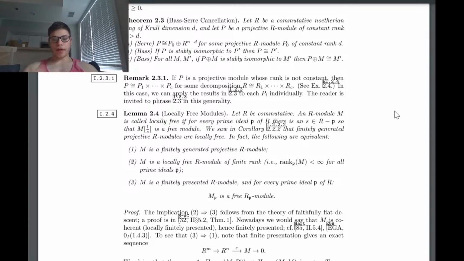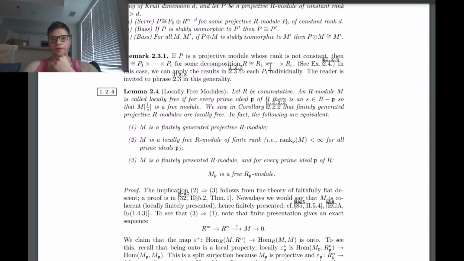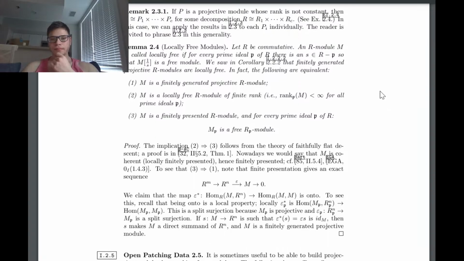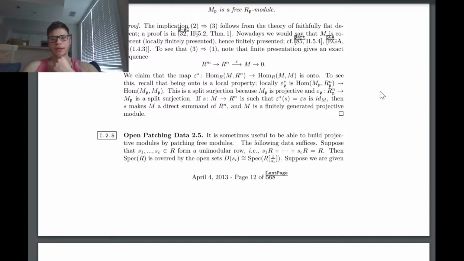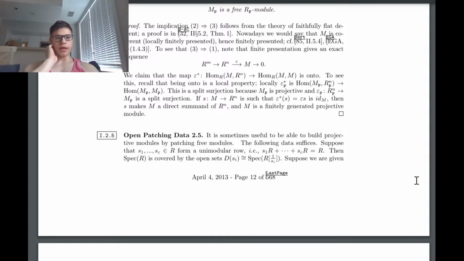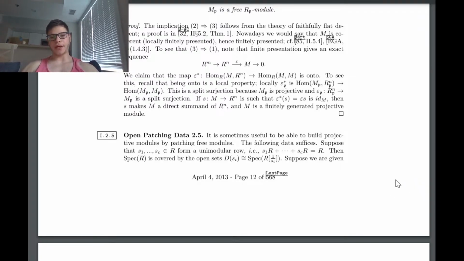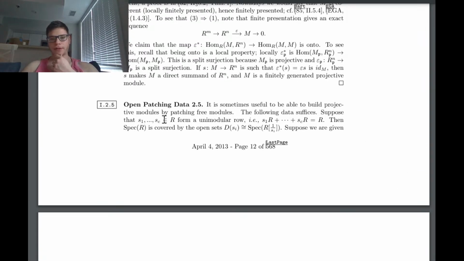Okay. If P is a projective module whose rank is not constant, then P is a product of projective modules over these rings, I guess. Okay. Open patching data. So, not sure what he means by patching here. I think Milnor has some work in patching, but I am working on field patching right now, which is similar to other concepts of patching that are more historic, but a little bit different. Sometimes useful to be able to build projective modules by patching free modules. Yeah. So the following data suffices.